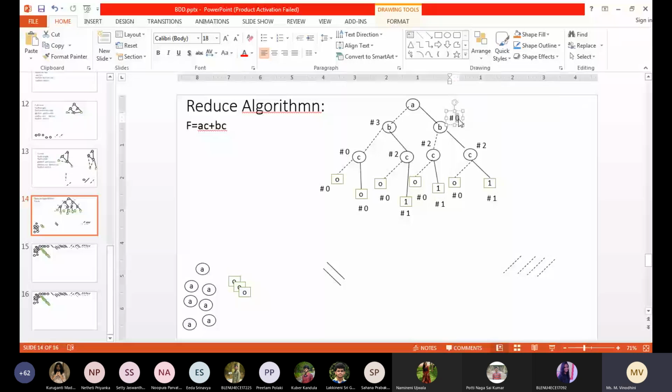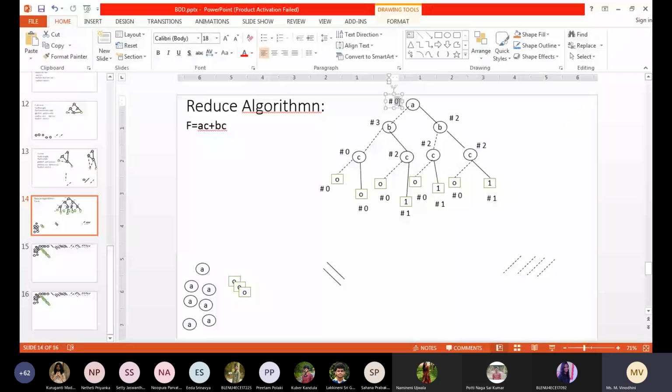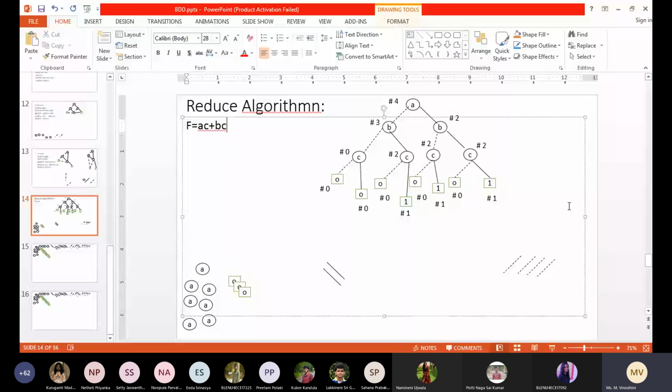Is it clear, students? If the two values of the child nodes are the same, the node gets the same value. Both are 1 means 1. Both are 0 means 0. Both are 3 means 3. If they are different, check for the maximum value and add 1. Now, what will be the value for the root node A? The maximum value is 3, 3 plus 1, 4. So this is the first step you have to do.